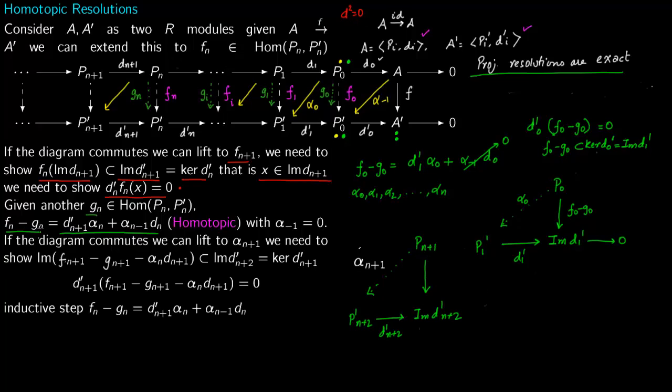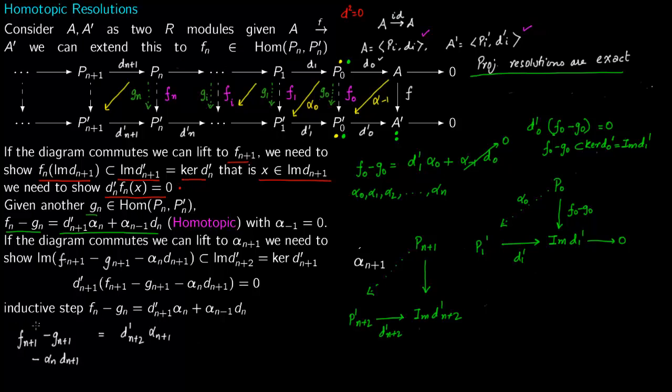So in order to construct this map, we first notice this condition for n plus 1. We have to show this: f of n plus 1 minus g of n plus 1 is equal to d prime of n plus 2 alpha n plus 1 plus alpha n d n plus 1. So basically we will take this thing and move it to this side. You get minus alpha n d n plus 1, and that's what we want to show.